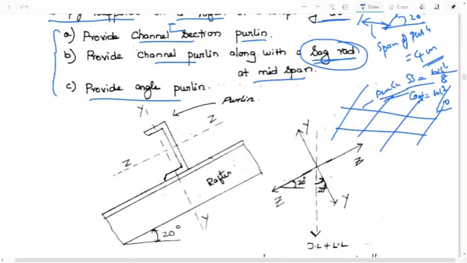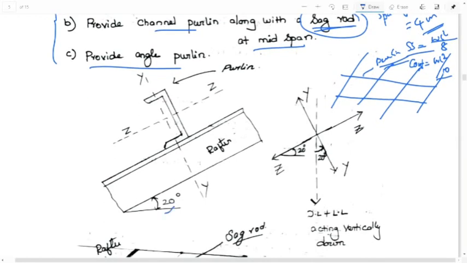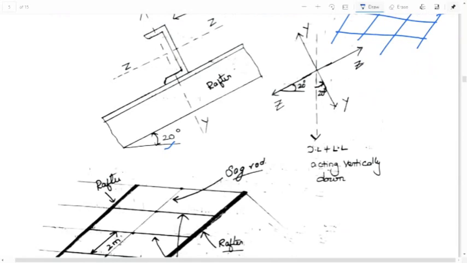Okay, so as I told you, this is a rafter, this is the angle 20 degrees, and the axis perpendicular to the roof is YY, and the axis parallel to the roof is ZZ. Okay, so moment is going to be about Z and about Y axis. And remember, all the load that is acting on the purlin is going to be vertically downward, and moreover the wind load is also taken to be acting normal to this roof. Okay, you will see that.